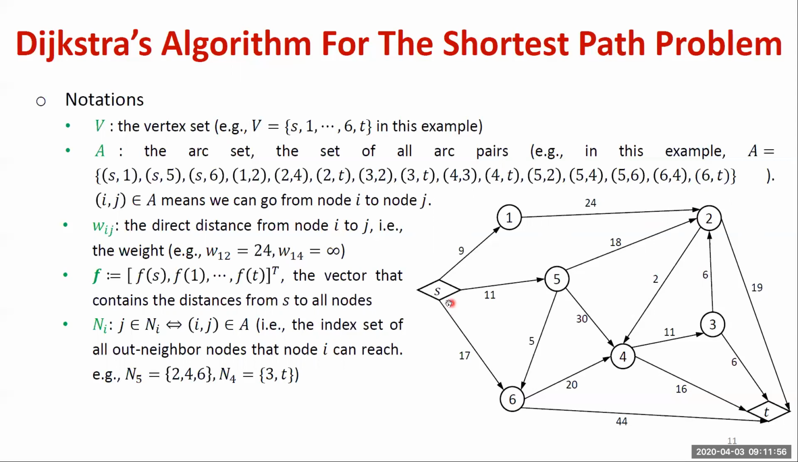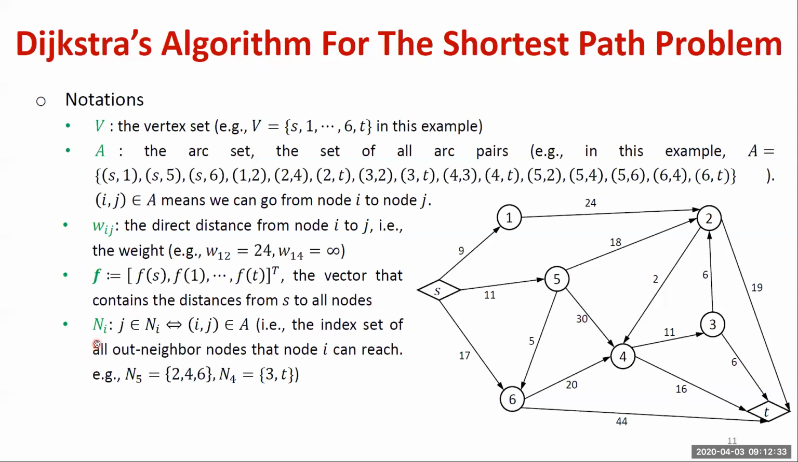And if I don't have a direct distance, for example, suppose I want to ask, what is WS4? Oh, okay, here I wrote W14. What is W14? It's infinity. Why? Because there's no direct link from 1 to 4. And then the next one is the f function. Actually, the f vector. The f vector is defined by the record of all the shortest distances from S to the current node, whatever node 1, 2, 3, 4, 5, 6, and T. It just contains the distance from S to all nodes.